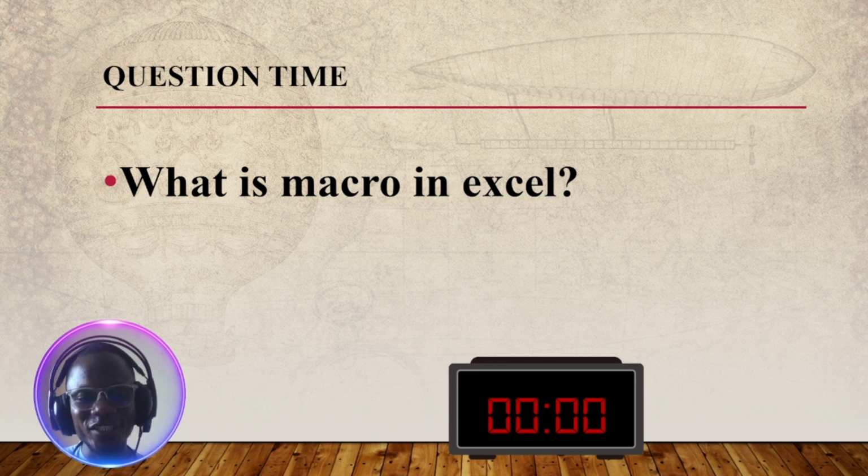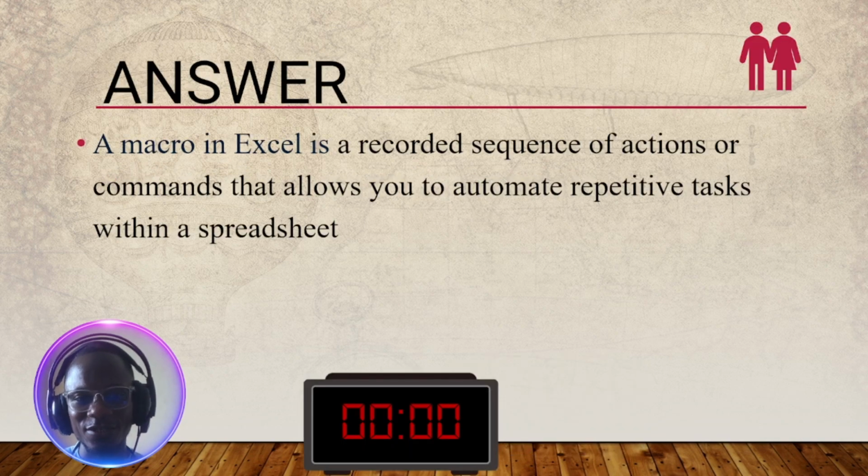Okay, the clock just stopped. What is the answer? A macro in Excel is a recorded sequence of actions or commands that allows you to automate repetitive tasks within a spreadsheet. Another way around, one can say a macro is a recording of keystrokes. Without wasting my time, let me leave that there and continue with the lesson.